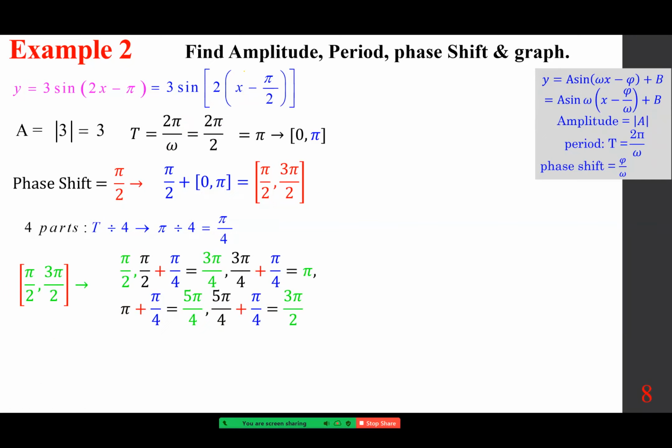So if I plug in 3 pi over 4 here, I get 3 sine of what? 2 times, now, minus pi over 2 or minus 2 pi over 4, so it becomes pi over 4. This is pi over 4. 2 times that makes it pi over 2. Sine of pi over 2 is 1. That gives me 3.